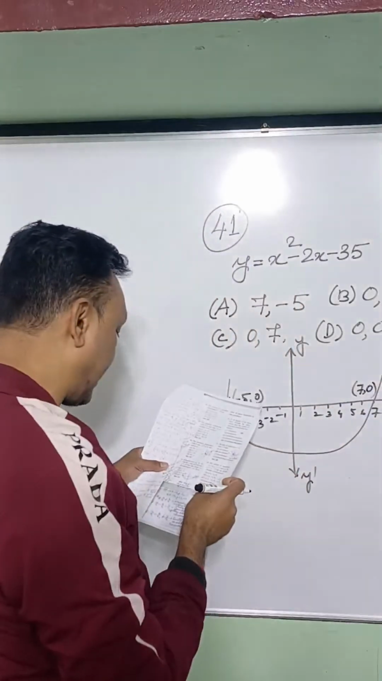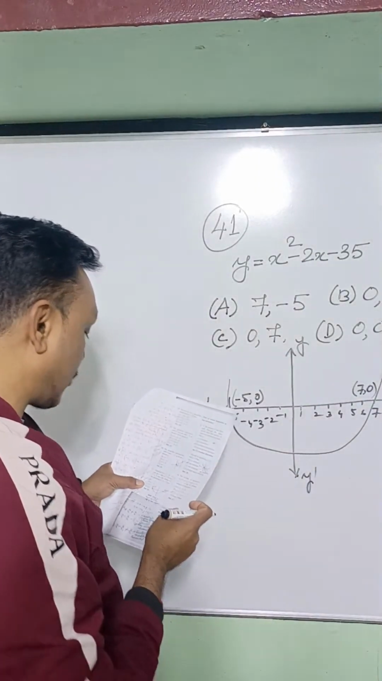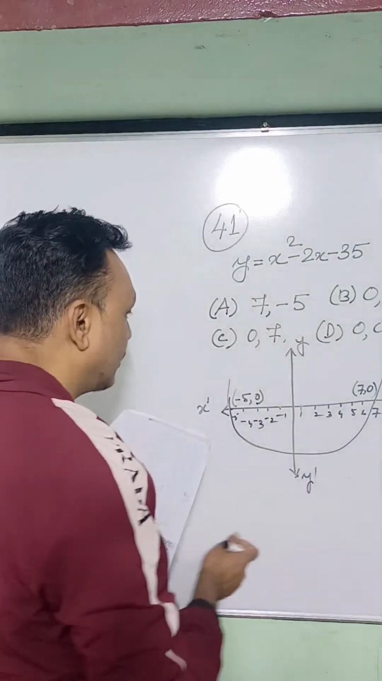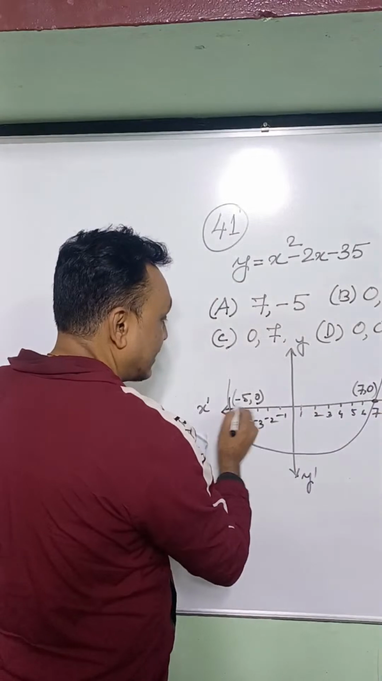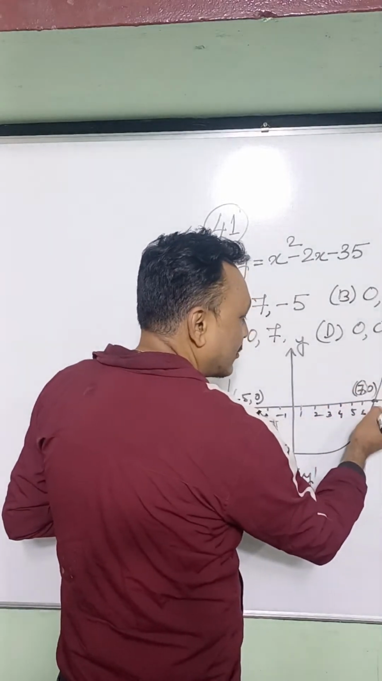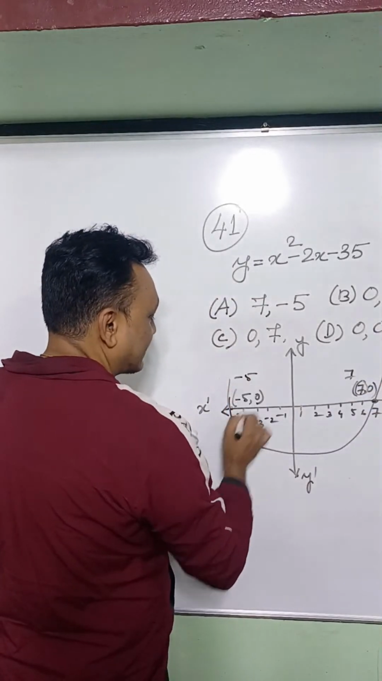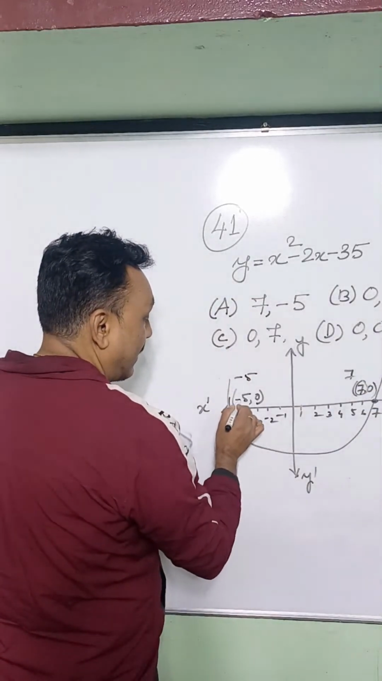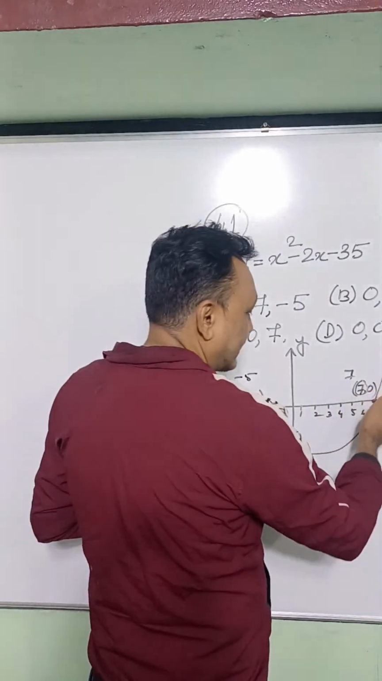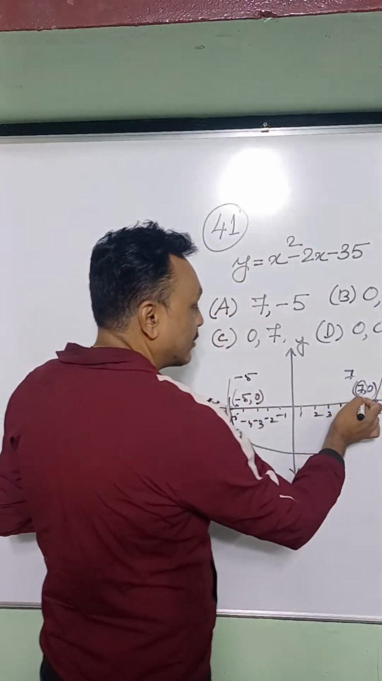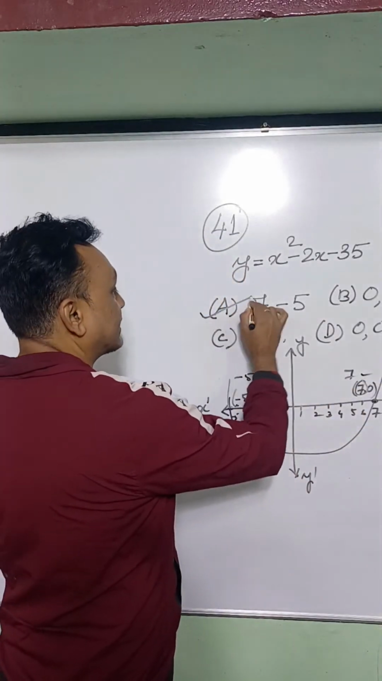You have to find the zeros of the polynomial x square minus 2x minus 35. These are the points where the graph cuts the x-axis. One zero is 7 and another zero is minus 5. Here you have to check where the graph cuts the x-axis. These are the two points, so the zeros are 7 and minus 5. This is the correct answer.